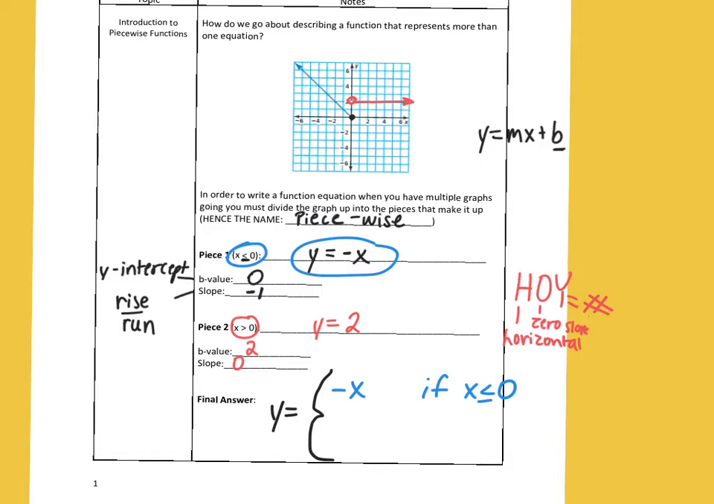Then we have piece 2, y equals 2. So I don't need to write the y equals again, I just need to put the 2. If x is what? Greater than 0. Because again, I had that written down already. And that's it. That's my answer. That's how I write a piecewise function. Do you need to do the close parenthesis thing? Nope, you don't even have to put a closed parenthesis thing.